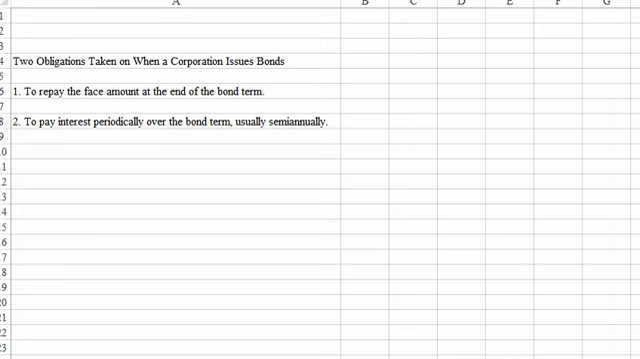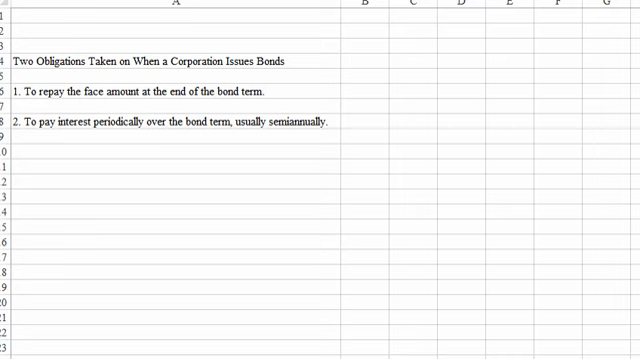Okay, you guys, we're going to take a look at a few more exercises here in Chapter 6 to see how these present value calculations can be used in accounting situations. One way is when a corporation issues bonds. Now, corporate bonds are just another way a corporation has of financing operations.